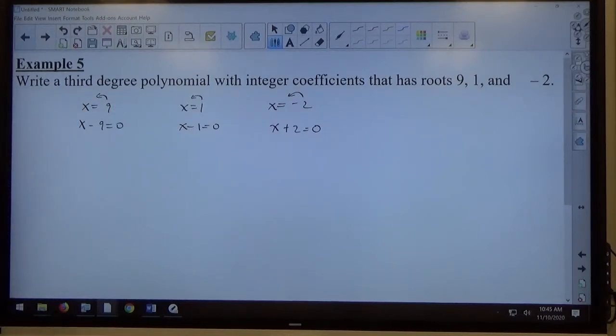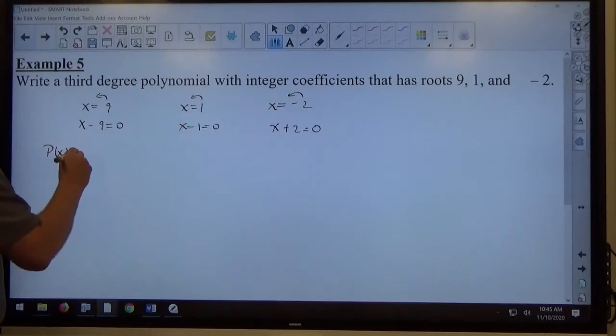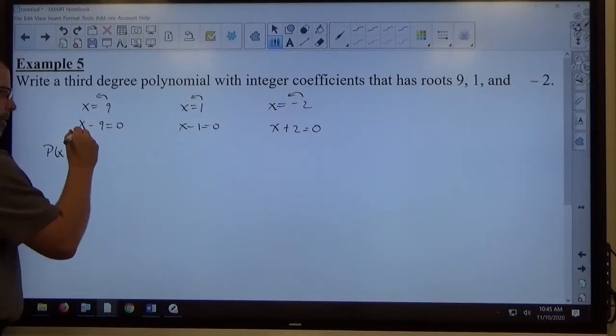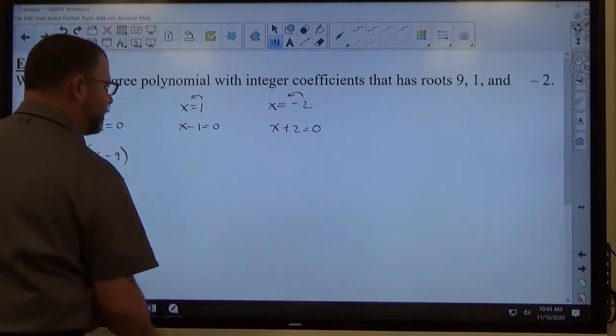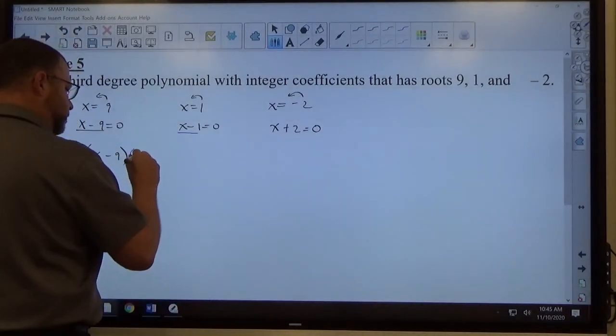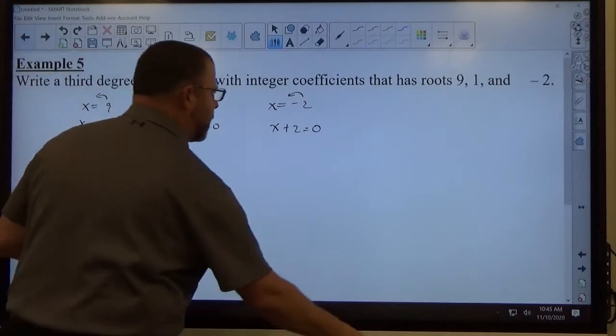So what I'd write if I were you when I see the answers, I'm going to write p of x equals, I'm going to write this factor times this factor times this factor.